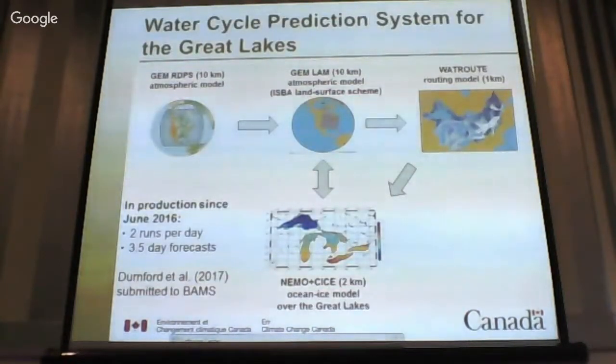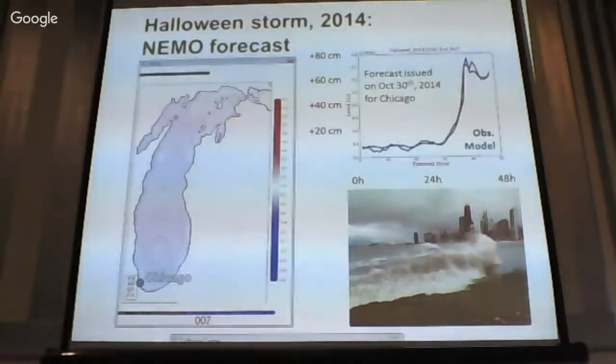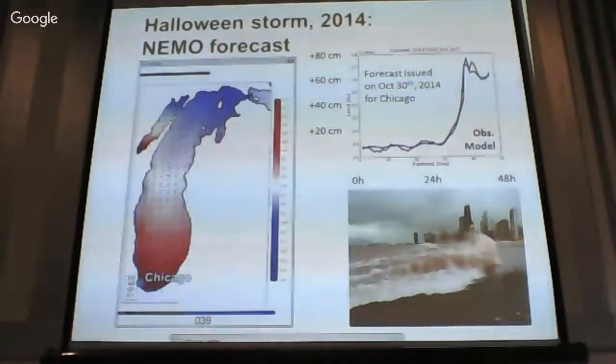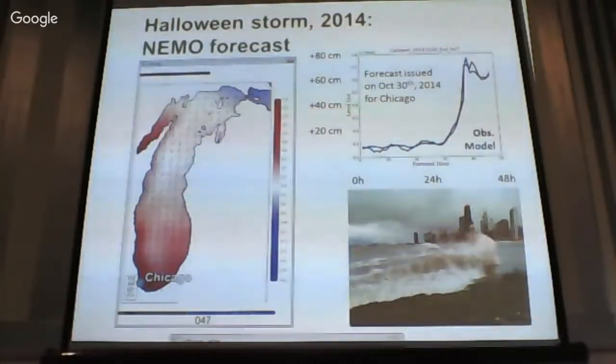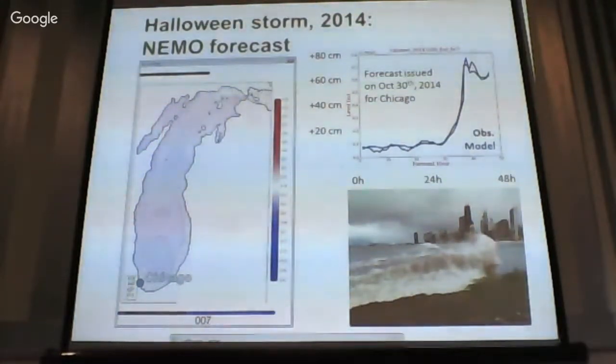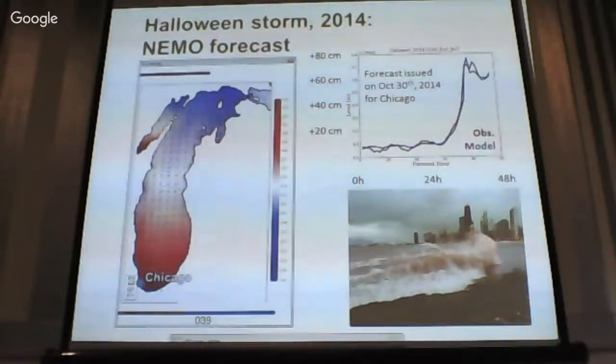And for that, we implemented the NEMO ocean model over the lakes at 2-kilometer resolution. This is just an animation showing you an event on Lake Michigan. And this is a time series over 48 hours of water level in Chicago, in this case going up by about 80 centimeters. And in blue, the forecast 2 days out. So the system works actually quite well to forecast these anomalies in water level.